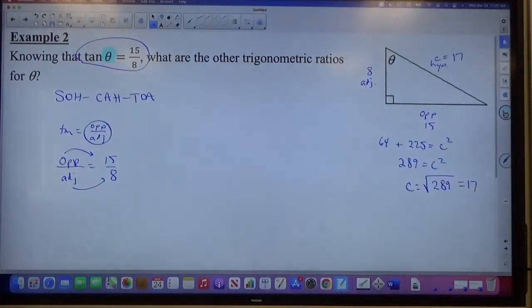Most of the problems in your book have nice, pretty integer values for all 3 sides. Okay, go through the Pythagorean theorem every time anyway, but expect that most of them come out to nice, pretty numbers like that. They don't have a lot of square root answers like we did on example 1. It says, what are the other trigonometric ratios for theta?